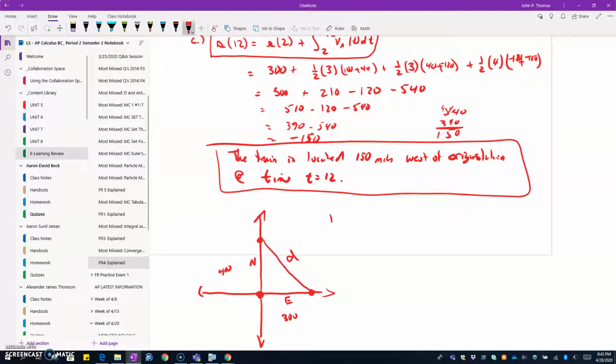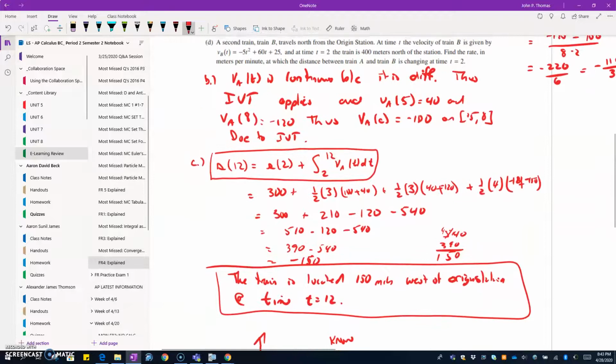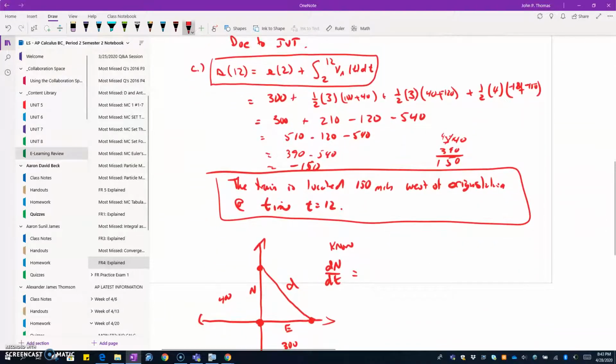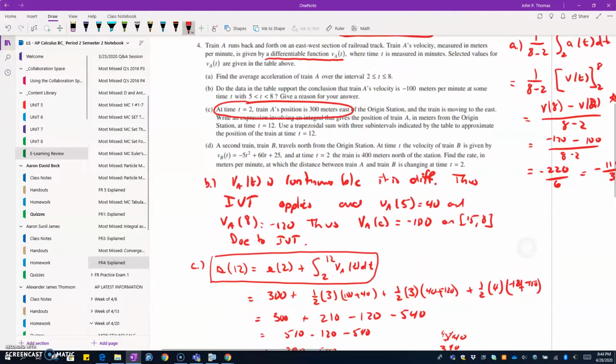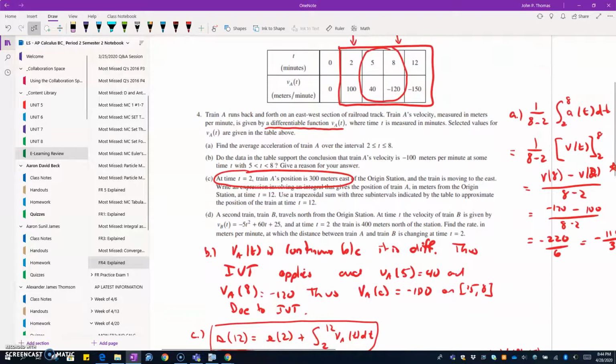So when I look at what I know, I know that dN/dt is given by the function, and it was labeled v sub B of t. I know that dE/dt, specifically when t is 2, which is the instant we're concerned with, from the table is 100.